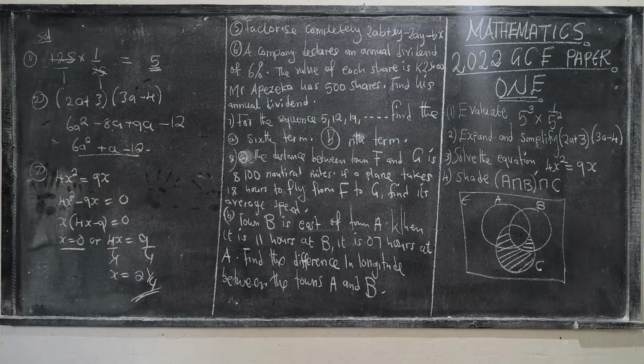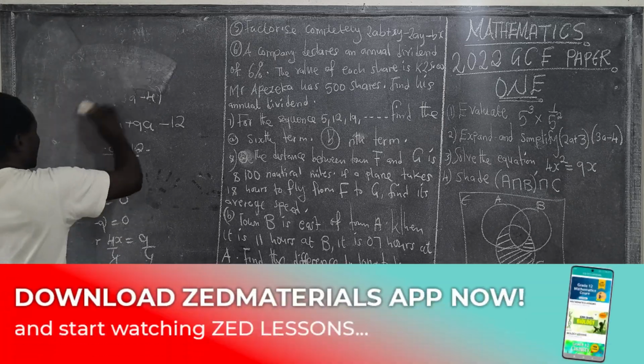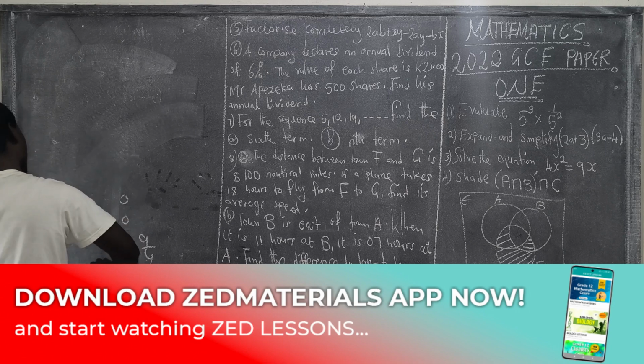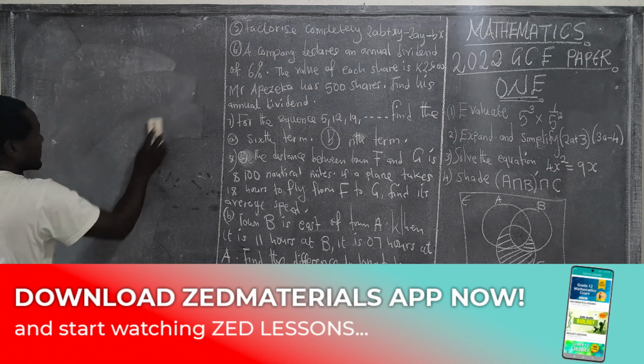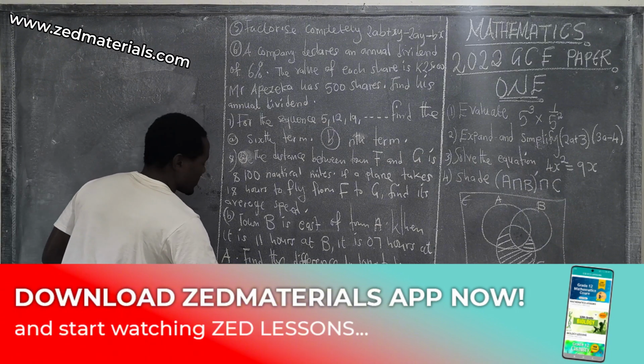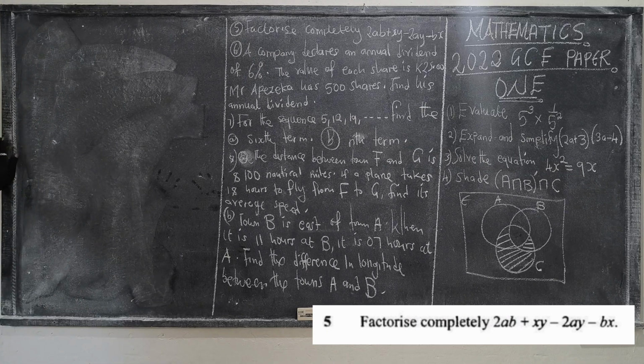Okay. We now move on to question 5. Question number 5. So these things are very simple once you have the Z material app with you, because you will be able to learn all the topics that you want to learn in mathematics with the Z material app. Factorize completely, where you have 2ab plus xy minus 2ay minus bx.